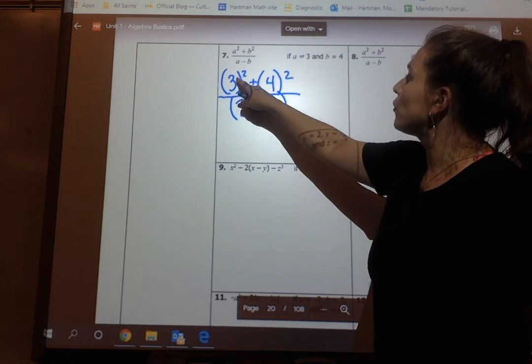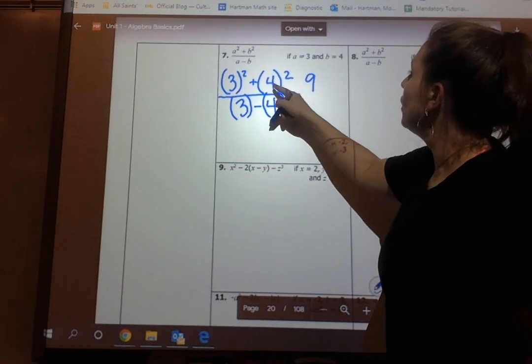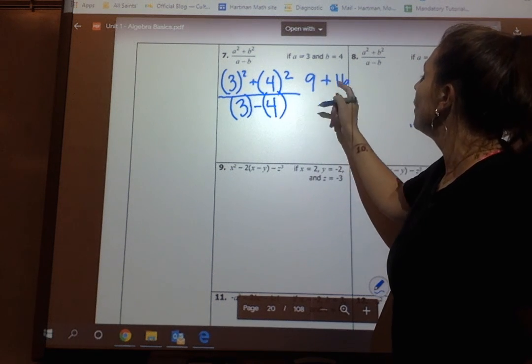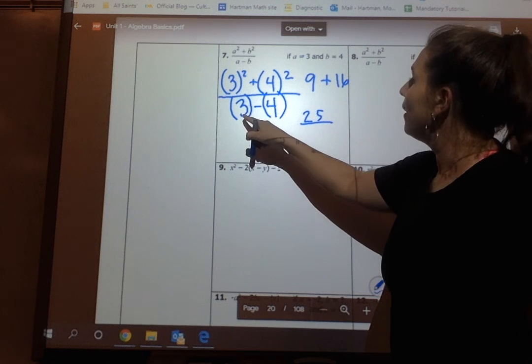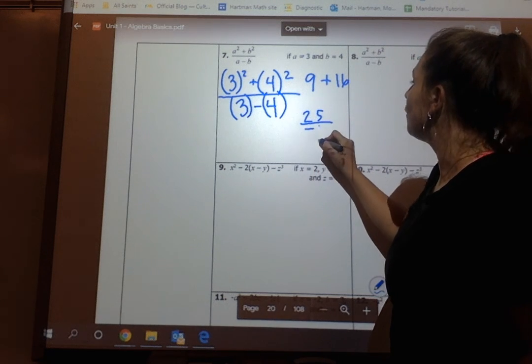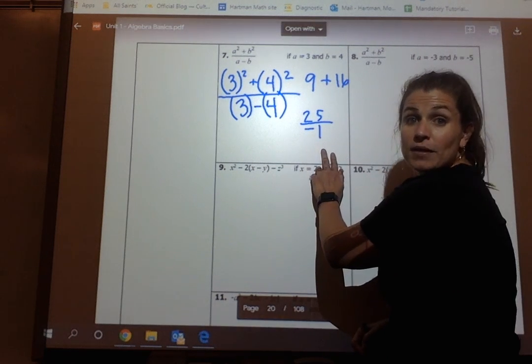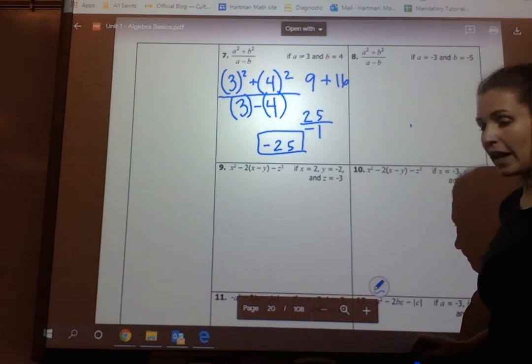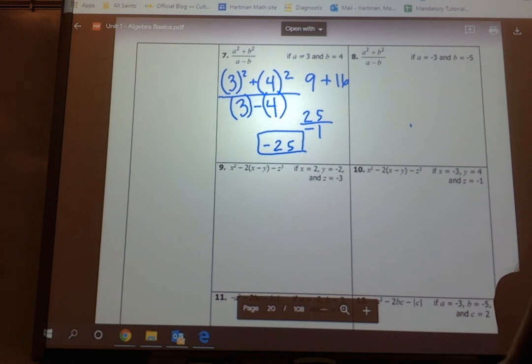So here, exponents first. 3 squared is 9. 4 squared is 16, and it's telling me to add them together. So I get 25. And then 3 minus 4 is a negative 1. I can simplify this even further, and I get my answer is negative 25. That's what I should be getting for number 7. All right, take a look at number 9.